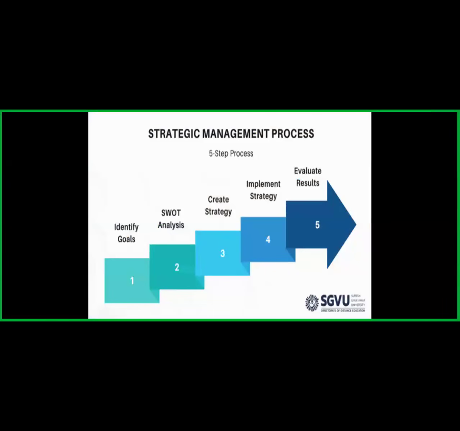Next is the strategic management process, which is of 5 steps or 5 stages. It starts with identify goals, then go for SWOT analysis, create a strategy, implement strategy, and evaluate the results. So that is the process of strategic management. So first, it starts with identify the goals for the organization. What is the goal of the organization?